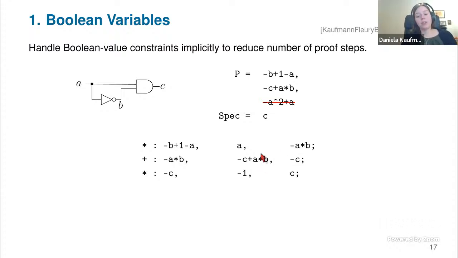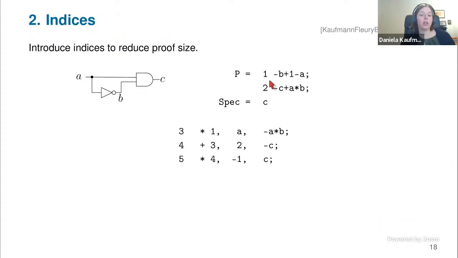The second optimization is, because you see here that we write down this conclusion polynomial minus a times b, which here is again an antecedent, so we write down polynomials multiple times. So instead we now introduce indices. We label all the given polynomials and then introduce a label for each proof rule, because this allows us then to address the antecedents in the proof rules to reduce the size of each rule.